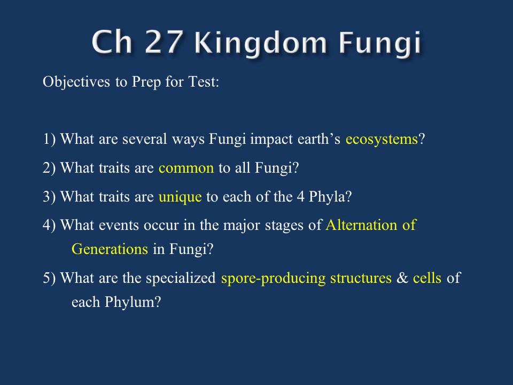You should be familiar with alternation of generations from the previous lab. It is observed in algae, where we have a haploid and diploid stage alternating. Five, what are the specialized spore-producing structures and cells of each phylum?